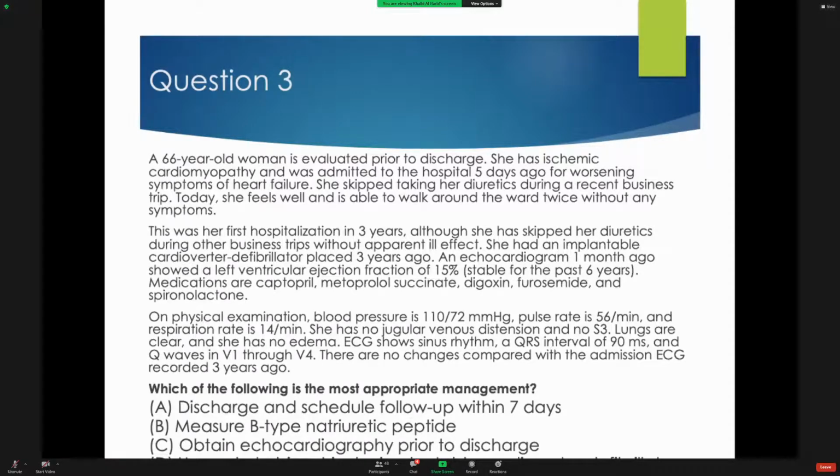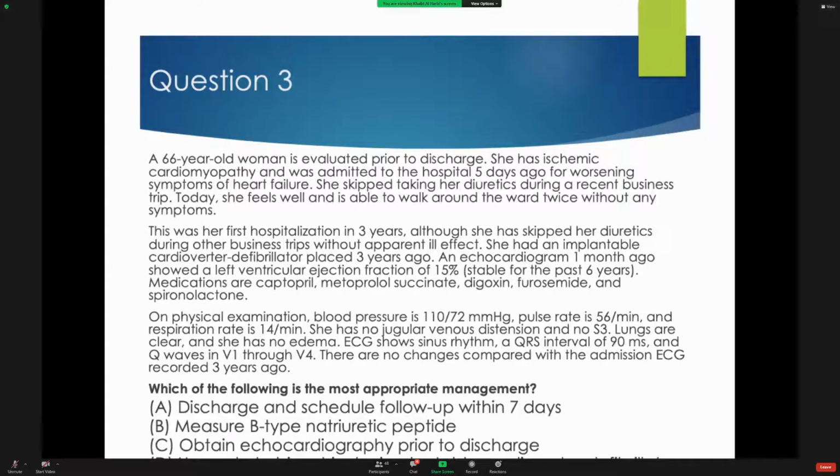Okay, why is it not echo? Because she's walking, and echo is costly. She had an echo 1 month ago showing an ejection fraction of 15%, and it's been stable for 6 years. So there is no need to repeat it without symptoms, because it was done 1 month ago and was stable.